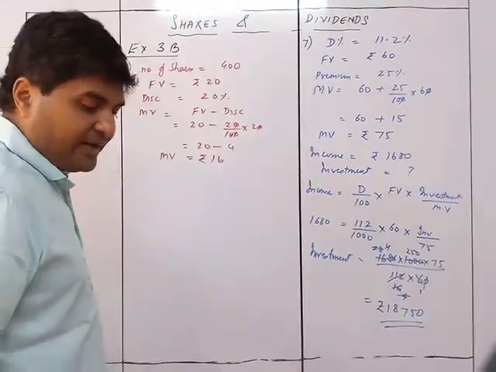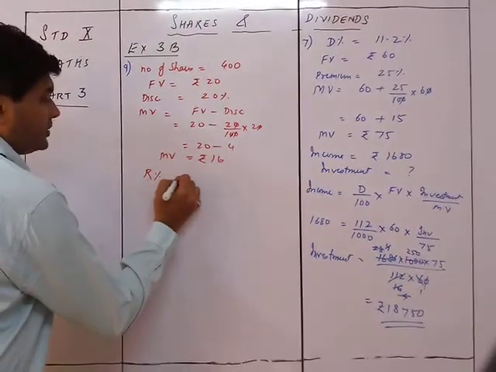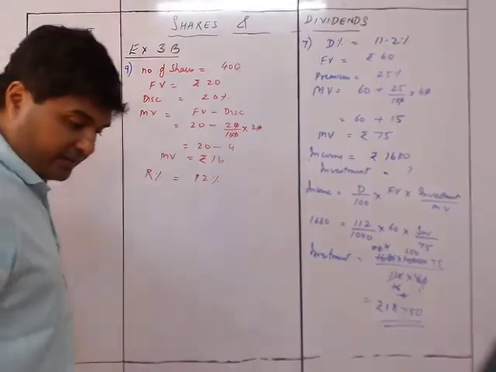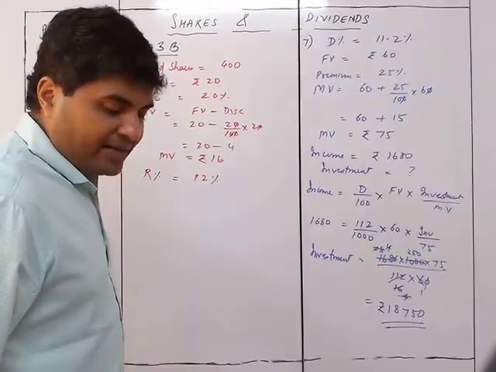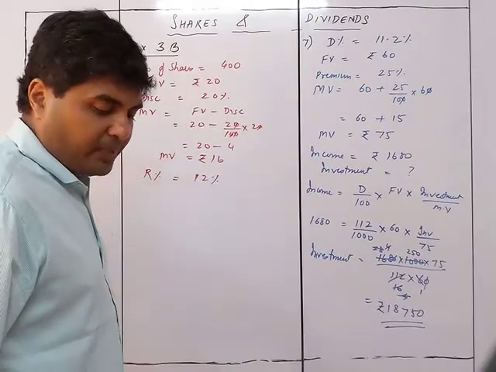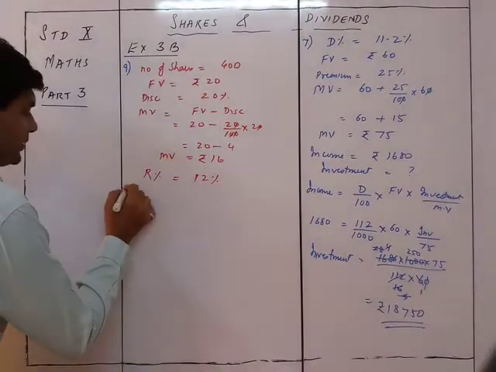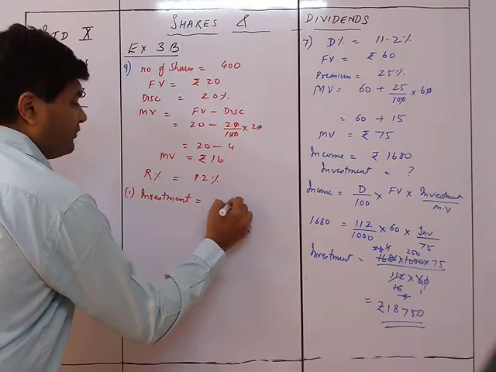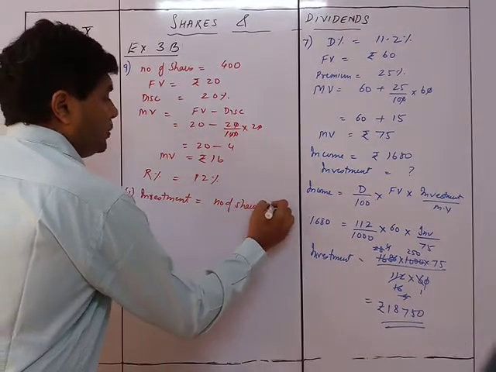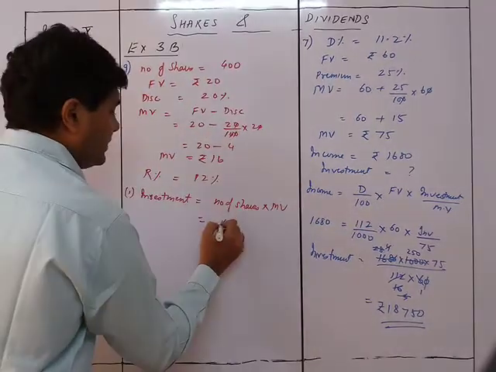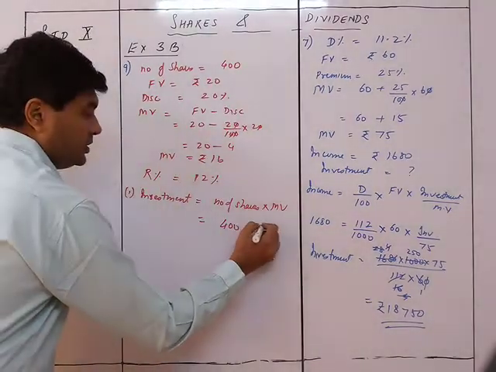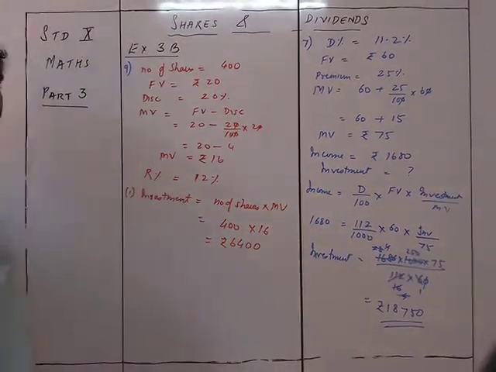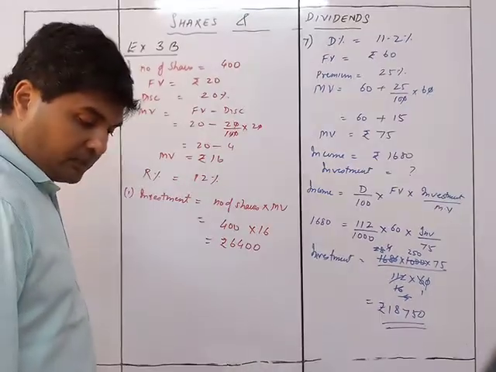The next is he received a return of 12%. So R percent is 12%. So 12% is the return he is getting. You need to find the amount invested by him and the rate of dividend paid by the company. So first is the amount. So investment is going to be number of shares into MV. So number of shares is given as 400 and MV is 16. So 16 4s are 64. So that's going to be 6,400. 6,400 will be the investment required.